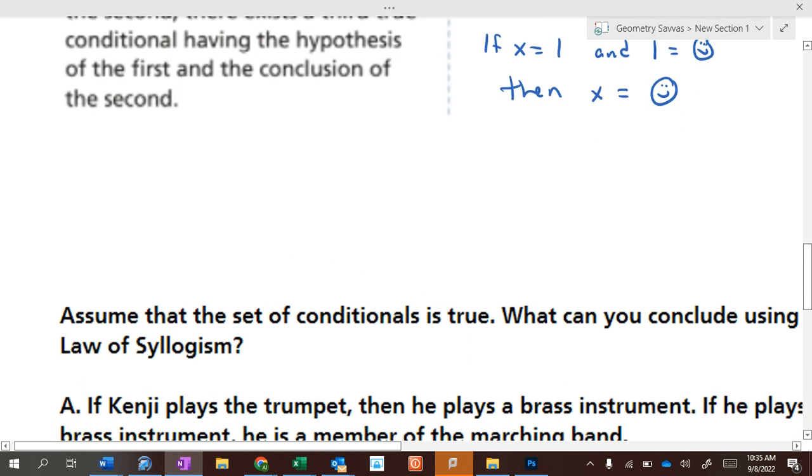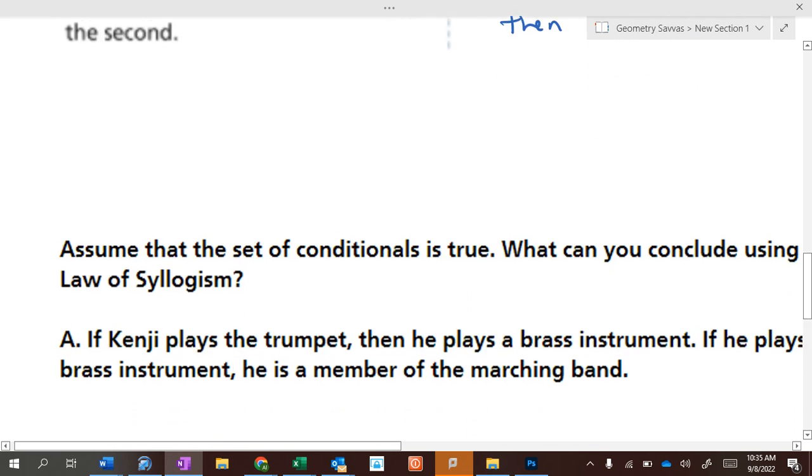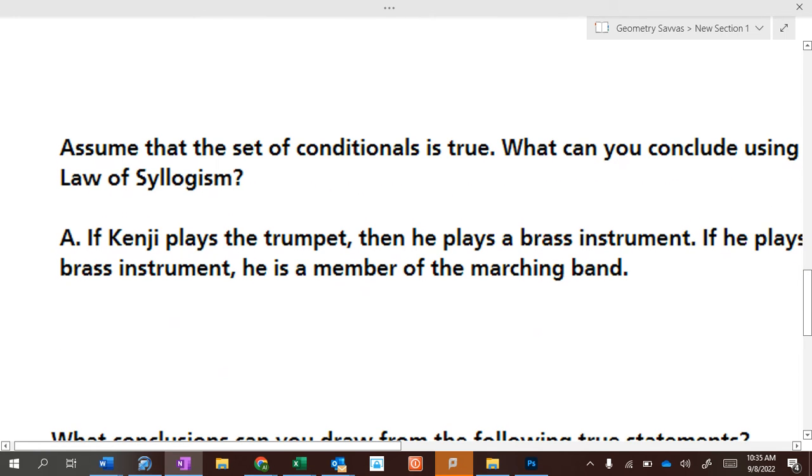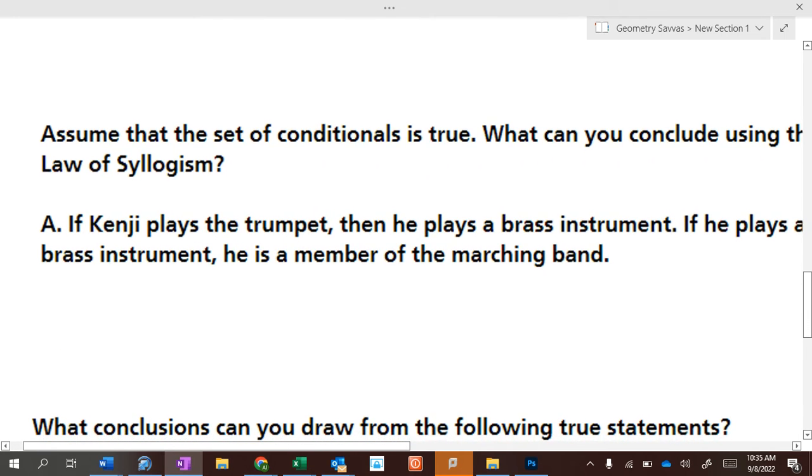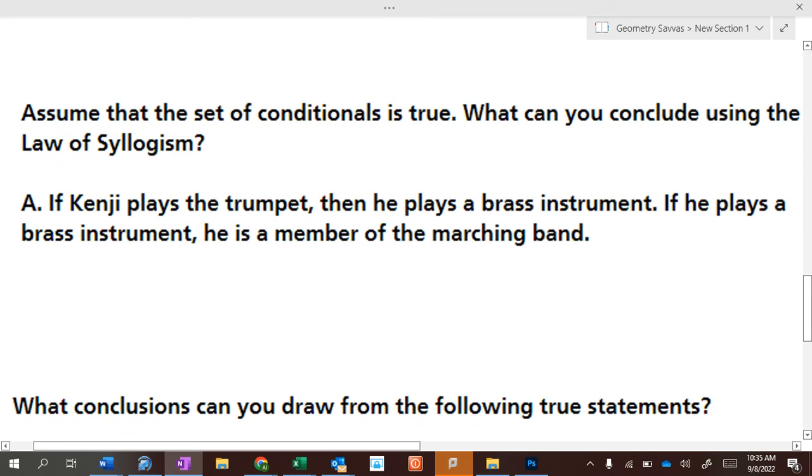Here we go. If Kenji plays a trumpet, then he plays a brass instrument. If he plays a brass instrument, then he's a member of the marching band. What do we know about Kenji? That if he plays a trumpet, then he's a member of the marching band. That's the law of syllogism.